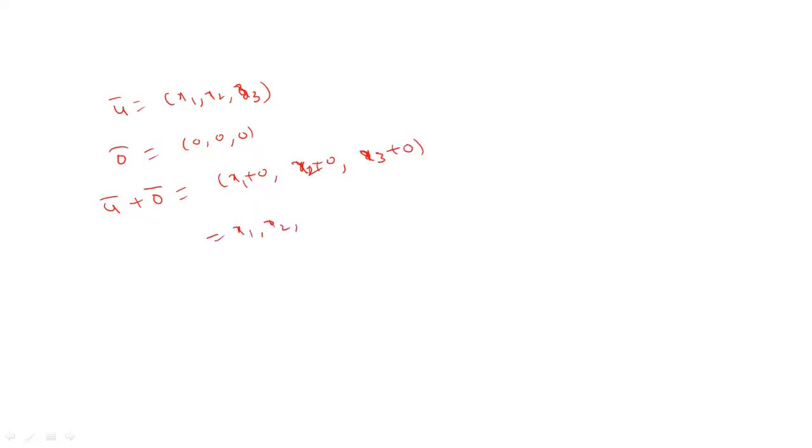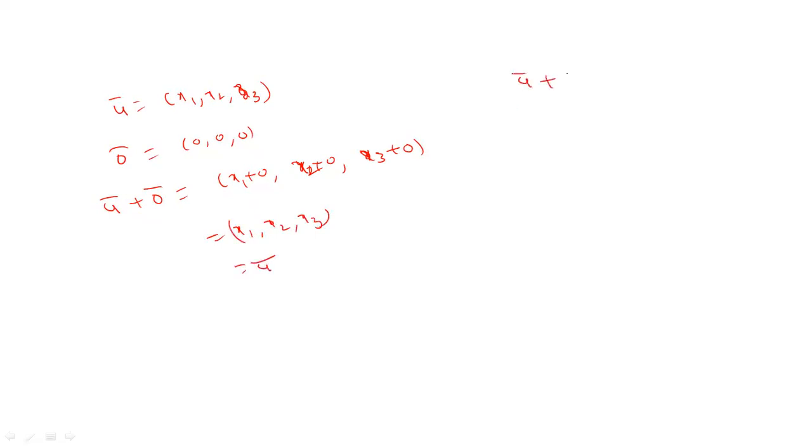u bar is equal to (x1, x2, x3), and 0 bar is equal to (0, 0, 0). u bar plus 0 bar is equal to (x1 plus 0, x2 plus 0, x3 plus 0). That is nothing but (x1, x2, x3). That is equal to u bar.